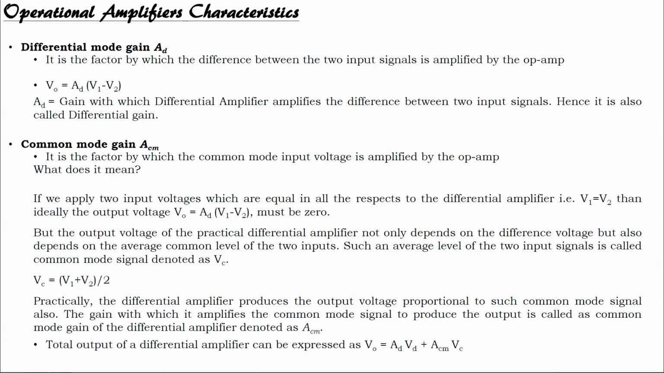Thus, we cannot just say that VO equals AD times V1 minus V2. The output voltage of the operational amplifier depends on AD times V1 minus V2, and V1 minus V2 is VD, the differential voltage. So, VO equals AD times VD plus ACM times VCM. The output voltage depends not only on the differential mode gain, but also on the common mode gain and common mode voltage, as well as the differential mode voltage.